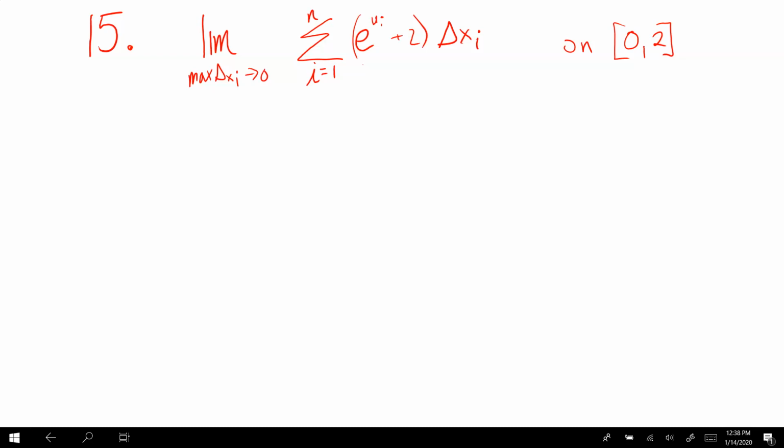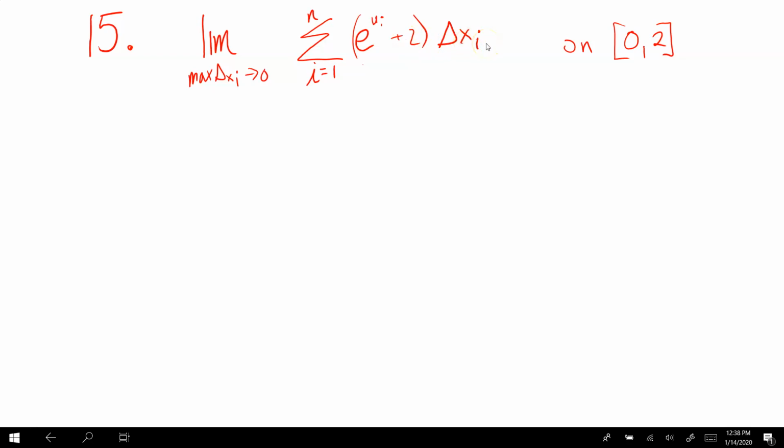So, number 15, we're supposed to write this thing as a definite integral, but before we do that, I'm hoping I can explain what things mean. So the limit out front, we're going to tackle that last. We'll do this sigma thing here in the middle. So this is read as the sum from i equals 1 to n of e to the power u sub i plus 2 times delta x sub i.